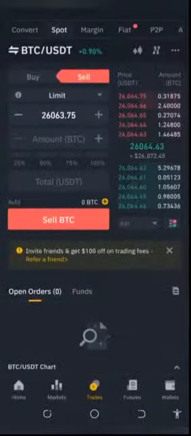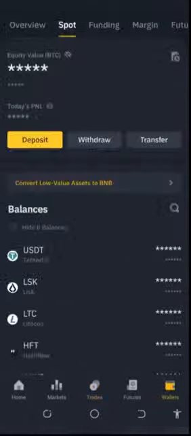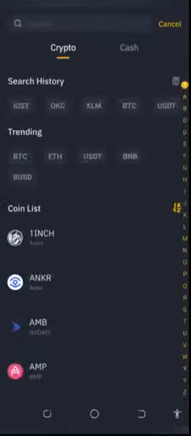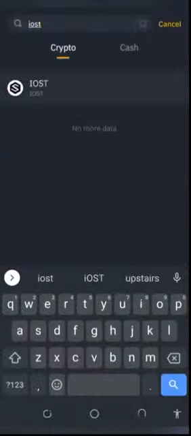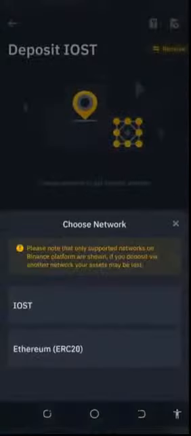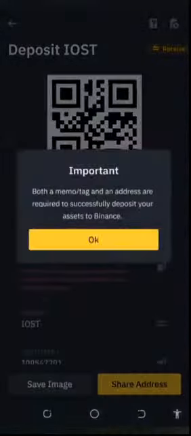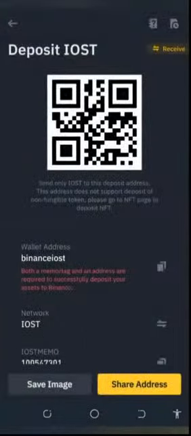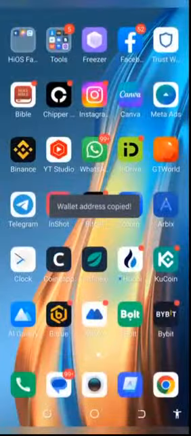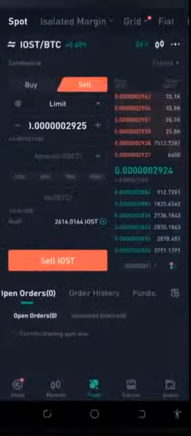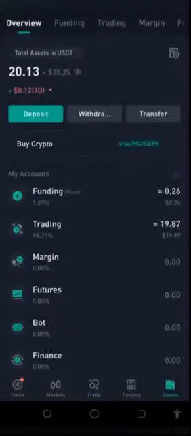So going to Binance, we need to pick our deposit address. So let's pick the deposit address, and that is supposed to be IOST. We click on IOST. It says both the memo and the tag. So let's click on this. We copy that. And then we quickly go over to our KuCoin where we are going to withdraw.